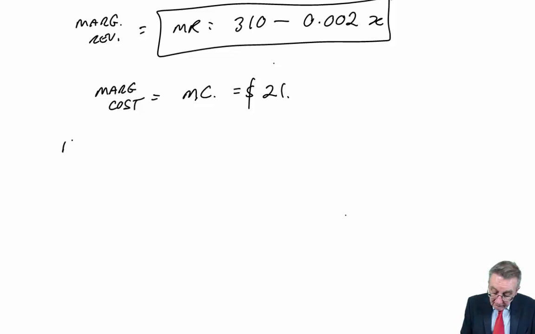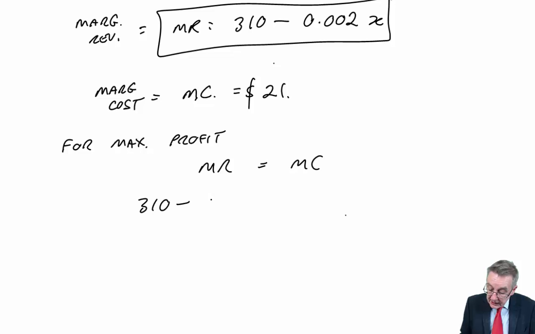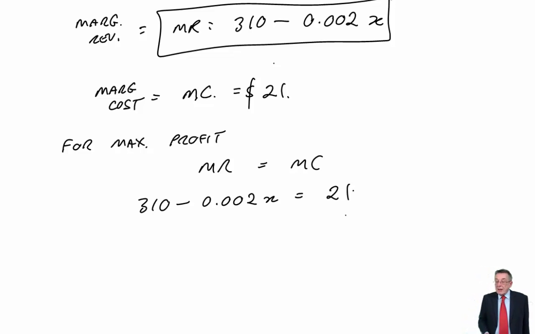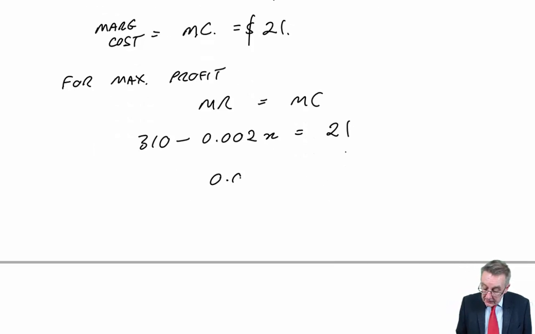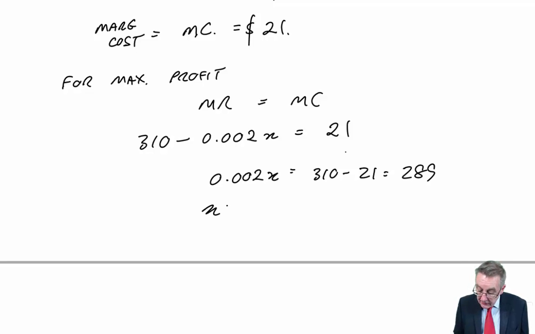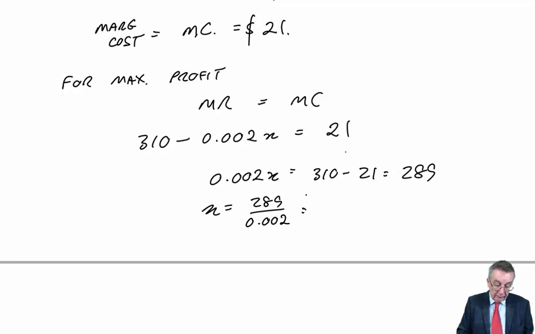Anyway, let's finish part B. For maximum profit, marginal revenue equals marginal cost. So 310 minus 0.002x equals 21. If you've not practiced algebra, you better practice. You can't afford to waste time here. 0.002x is 310 minus 21, which is 289. And therefore x is 289 divided by 0.002, which is 144,500.